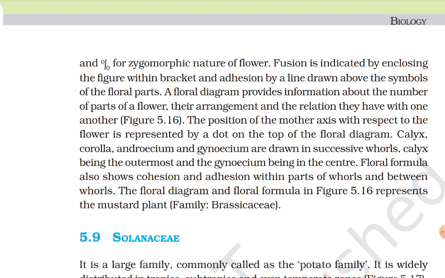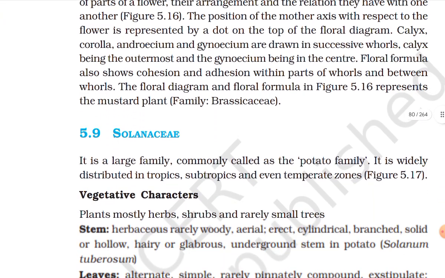The position of the mother axis with respect to the flower is represented by a dot on the top of the floral diagram. Calyx, corolla, androecium, and gynoecium are drawn in successive whorls, calyx being the outermost and the gynoecium being in the center. Floral formula also shows cohesion and adhesion within the parts of a whorl and between whorls. The floral diagram and floral formula represent the mustard plant, family Brassicaceae.